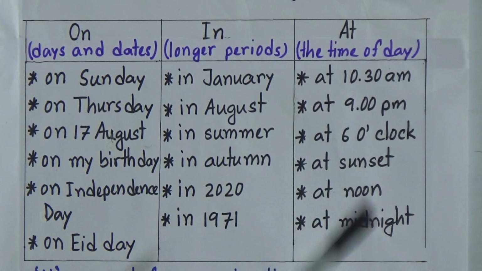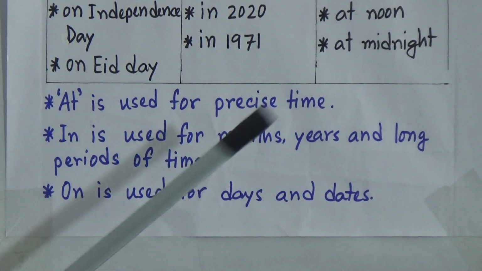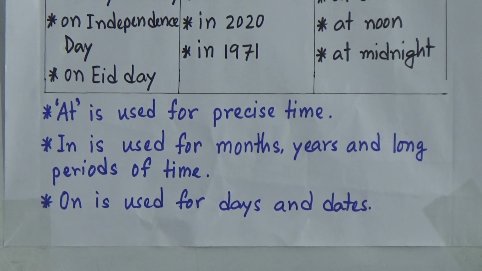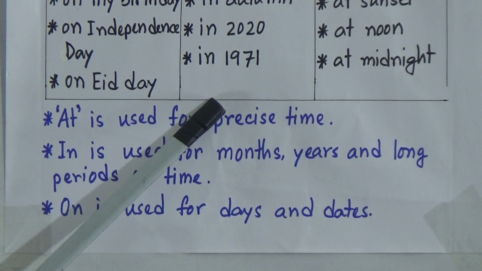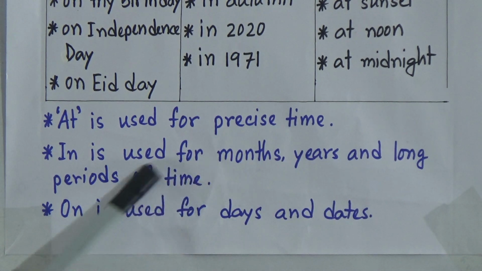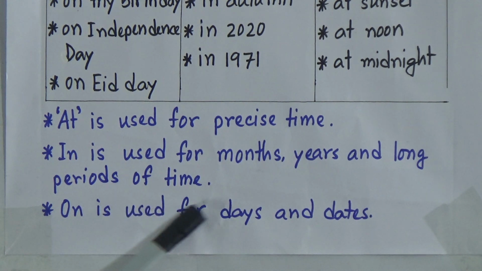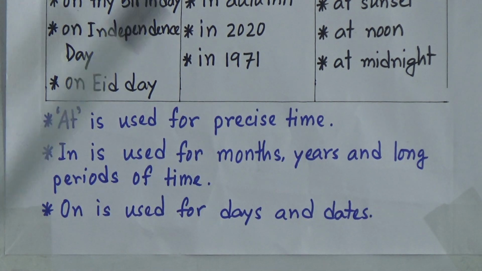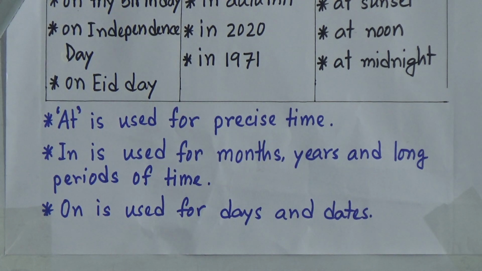That means we use at when it is used for precise time. That means a short period of time, and when you mention the period of time, that means a part of a time, we use at. And in is used for months, years and long periods of time, that means which are more than one day, we use in. And on is used for days and dates. So when we use days and date, we will use on in front of those words.